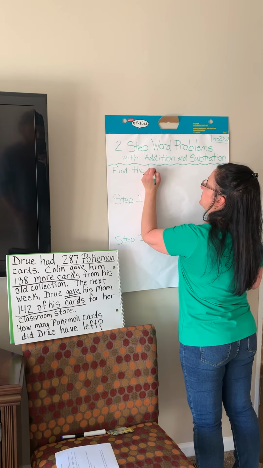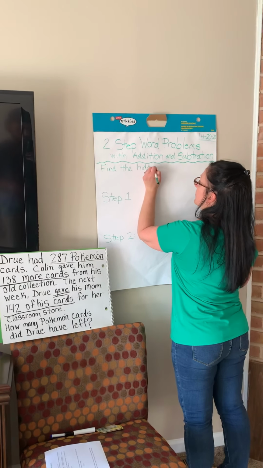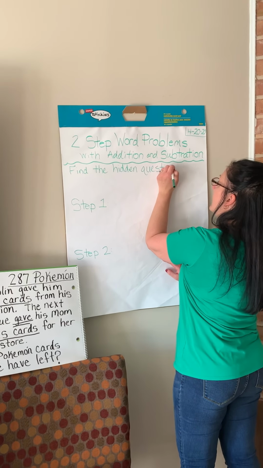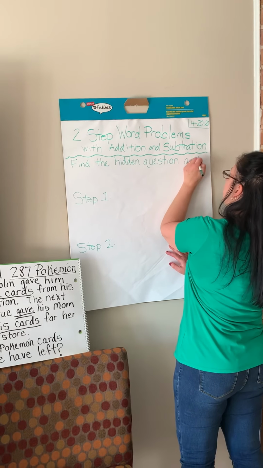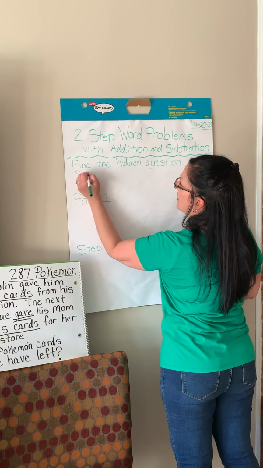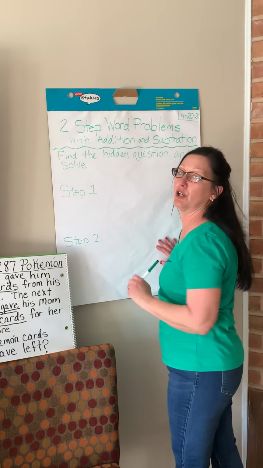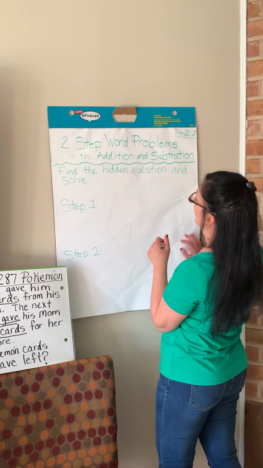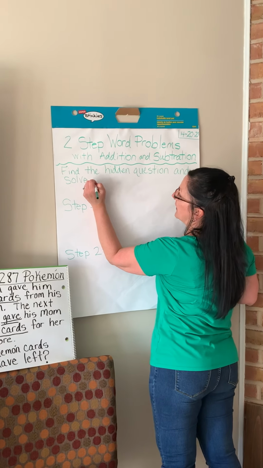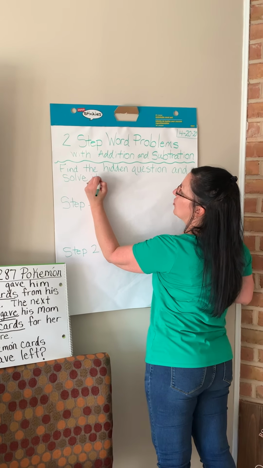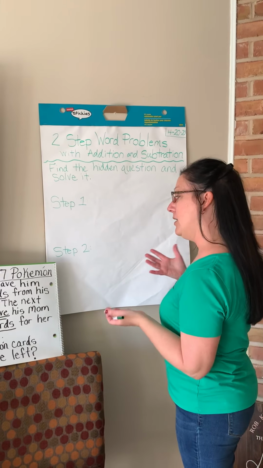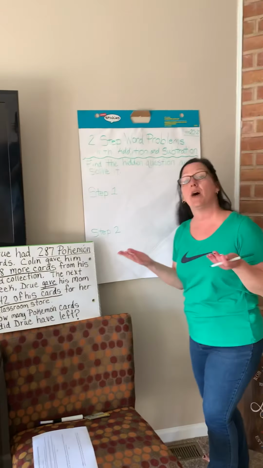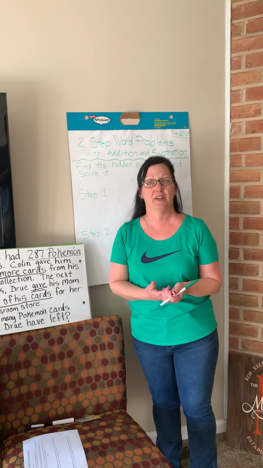So our step one is, we have to find the hidden question and solve it. Remember, at any time, if this is going too fast for you, please pause your video, and you can always rewind. Find the hidden question and solve it, okay? So the hidden question is, how many cards does Drew have after Colin gives him some? So what operation do we need to use to figure that out?